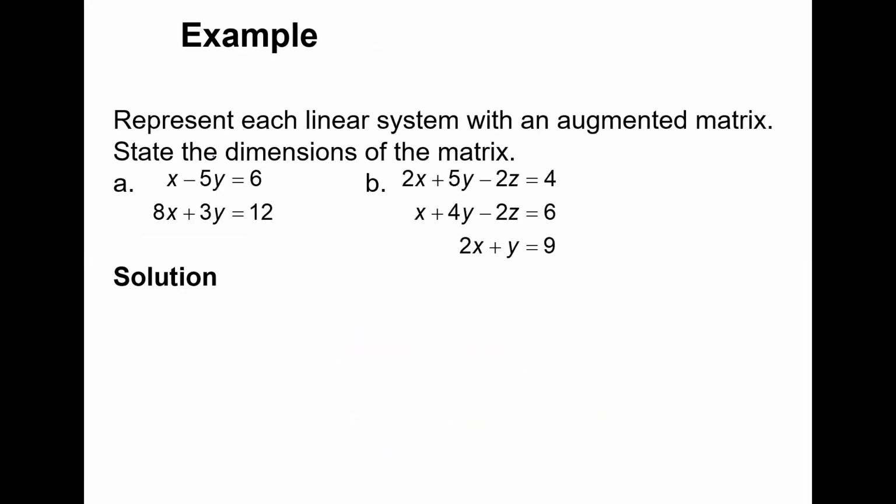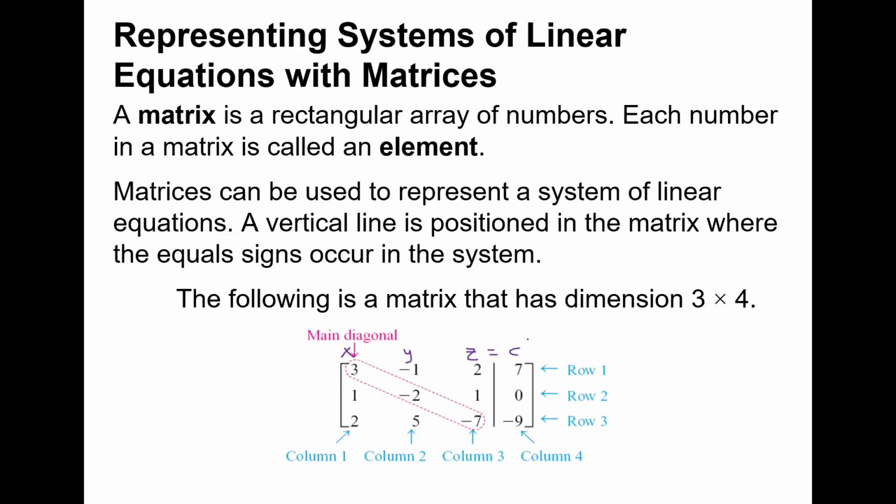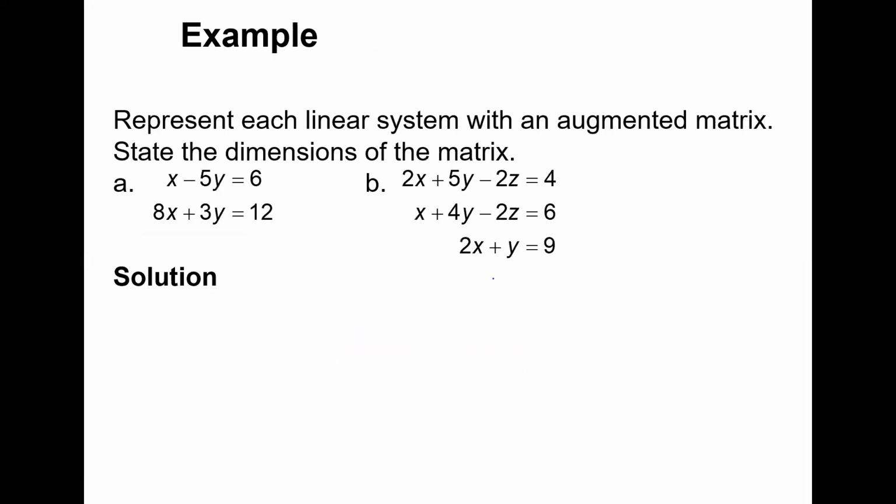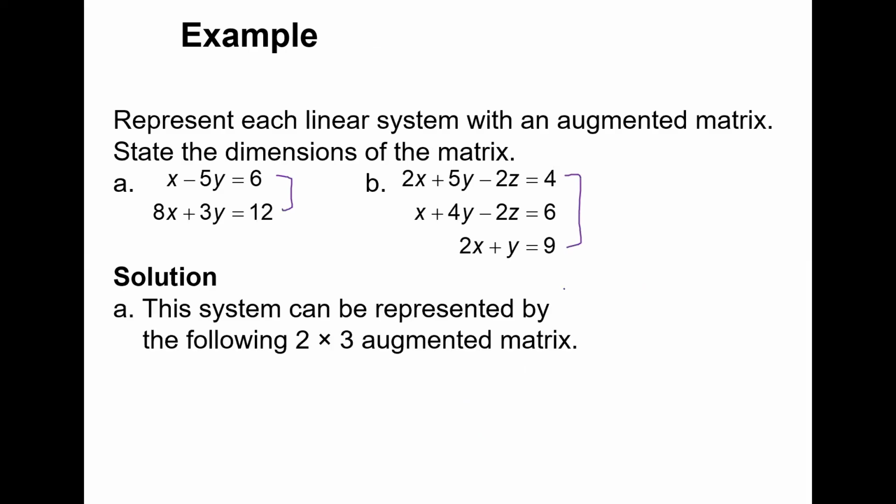All right, so what we want to do is represent each linear system with an augmented matrix, which is what this is called. This is called an augmented matrix, and we're going to state the dimension of the matrix. So we have a 2 by 2 system and a 3 by 3 system, and so what we have is going to end up being a 2 by 3, because this is two equations, two unknowns, plus the extra column with our equals, whatever our constants are. And this is going to be a 3 by 4 because, again, that constant column. Okay. So we just put our constants here.